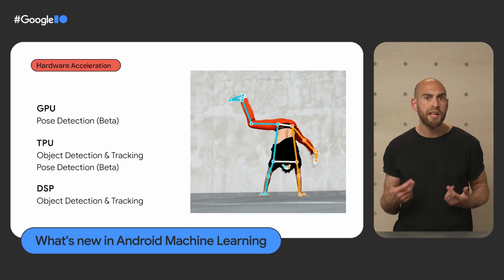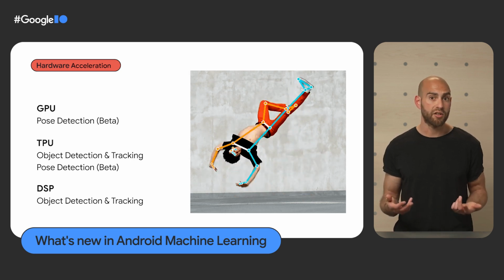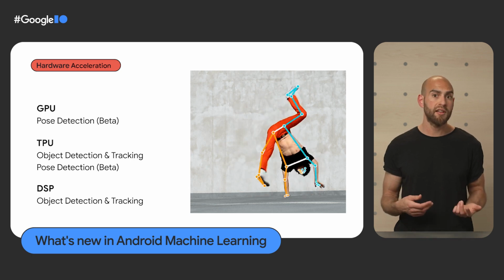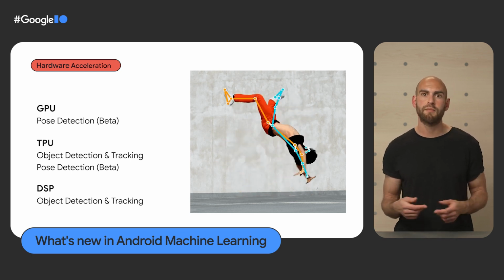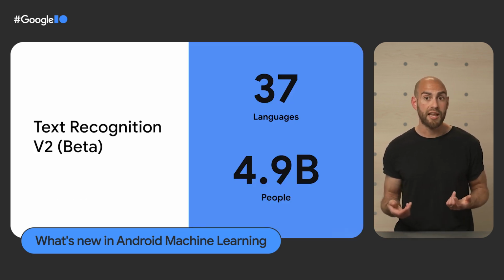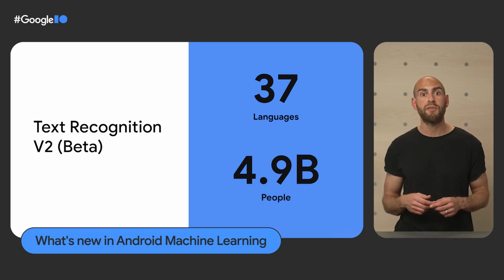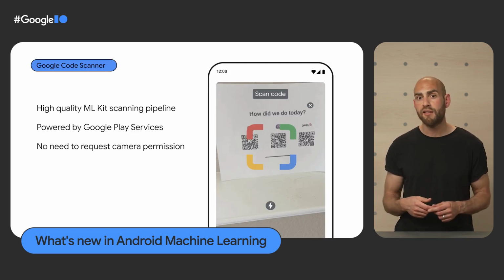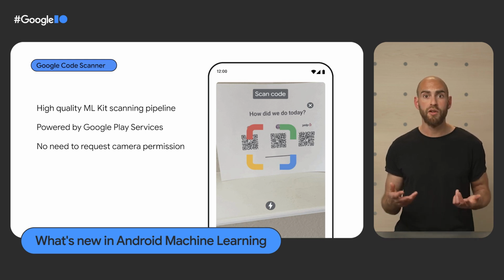ML Kit updates many of its APIs, such as real-time pose detection, face detection, and digital ink handwriting recognition, improving accuracy, latency, and reducing SDK size. Its text recognition API can now support 37 languages, representing 4.9 billion people worldwide. We're also launching a brand new Google Code Scanner feature in Google Play services, making it easy to scan barcodes, QR codes, and other codes with no need for the camera permission.